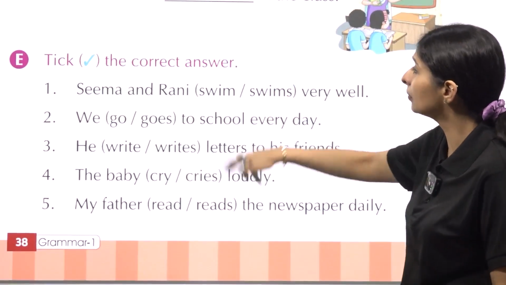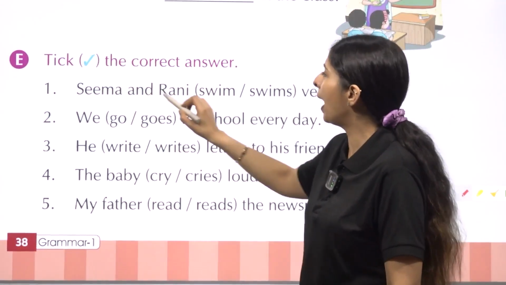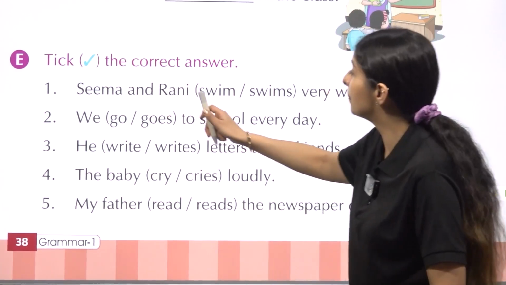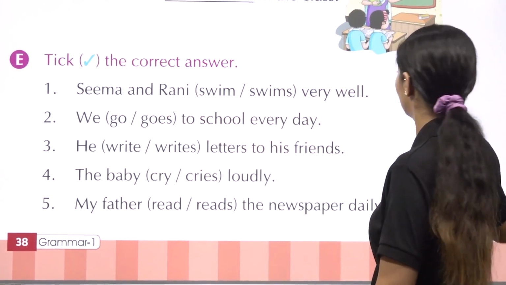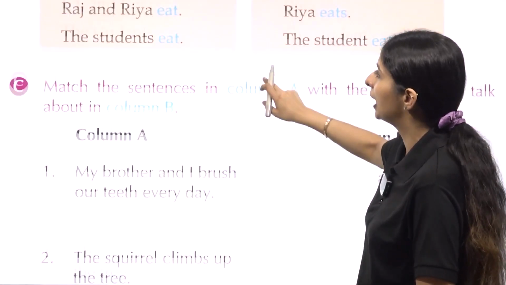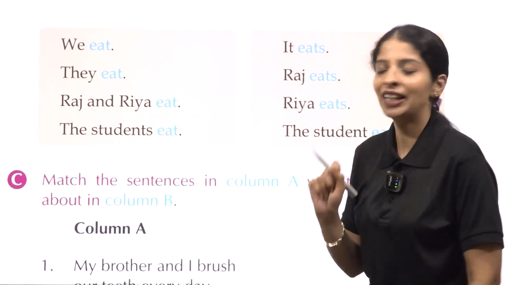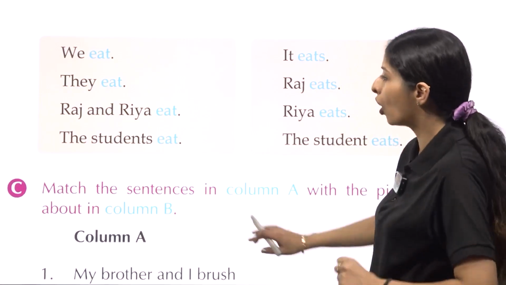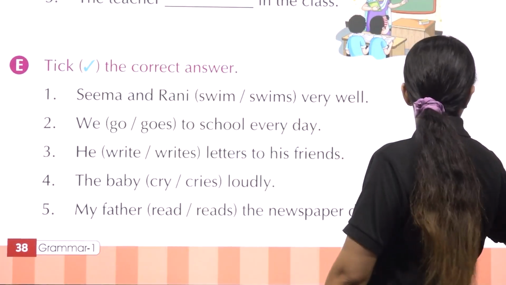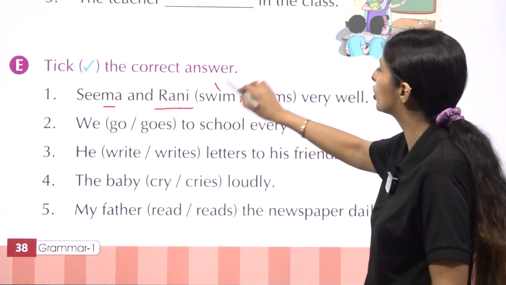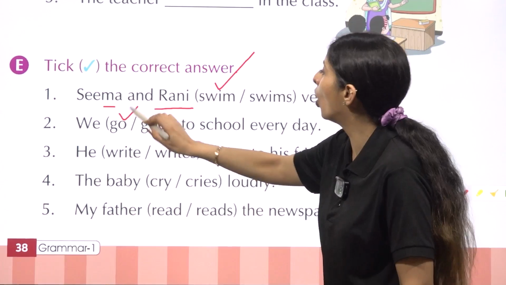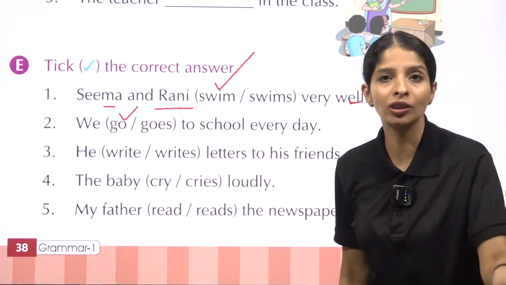Now here, you have to take the correct answer. Seema and Rani swim or swims? Tell me. Seema and Rani, if you see above, then you must remember here in this box. You can clearly see, we have Raj and Riya eat. So what will we take? Seema and Rani swim very well. We go to school every day, not goes.